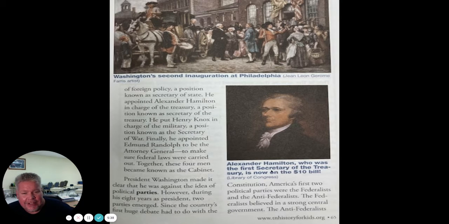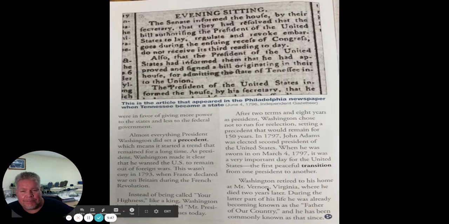Alexander Hamilton, who was the first Secretary of the Treasury, is now on a $10 bill. So if you have a $10 bill, you'll see Alexander Hamilton's picture on it. He was the Secretary of the Treasury. Start right here in this paragraph.